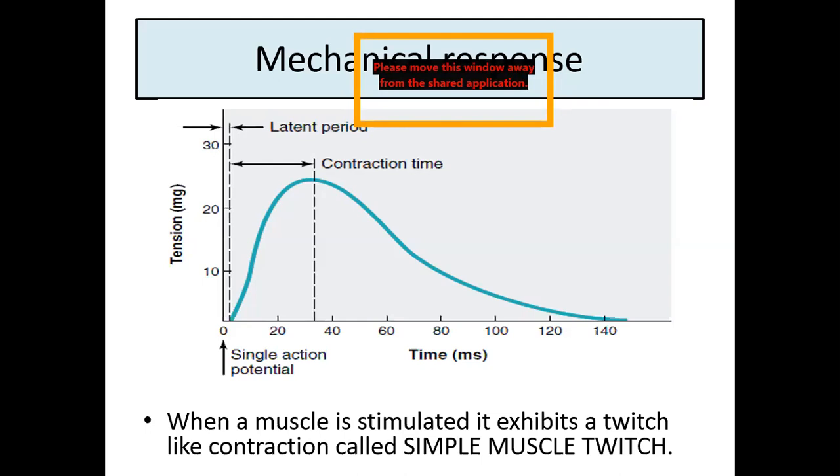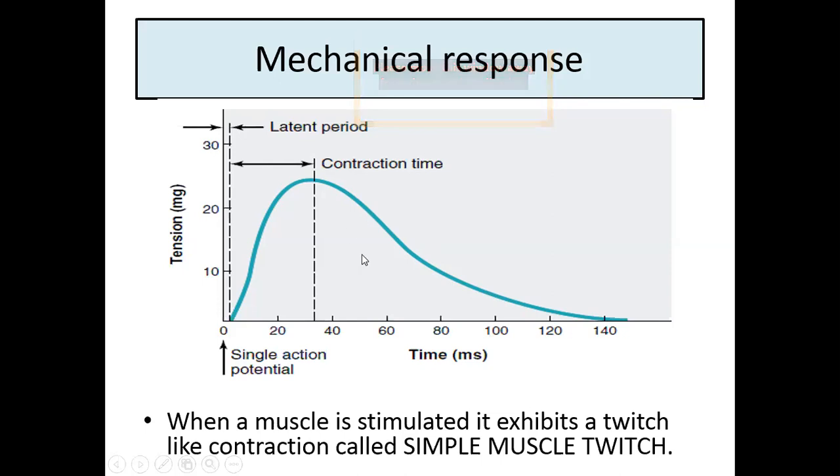Now, once the tension has reached its maximum, there is a decrease in the tension. You can see here, there is a decrease in the tension. And that period is called the relaxation period. Okay. Now, how does the skeletal muscle relax?